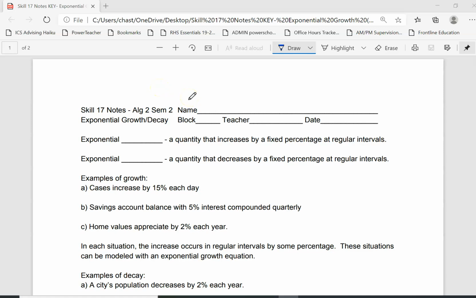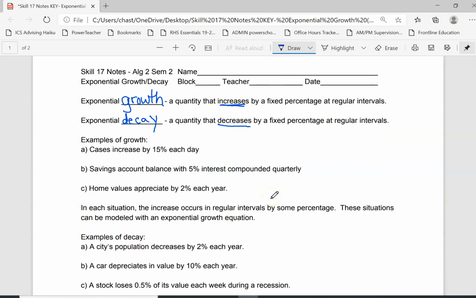So I'm going to start with a couple of definitions. Exponential growth is a quantity that increases by a fixed percentage at regular intervals. Notice the key word here is increases. So we're going to have growth when that happens. And of course, the opposite of growth in our case will be decay. So exponential decay is a quantity that decreases by a fixed percentage at regular intervals. So let's look at some real life scenarios that come along with growth and decay.